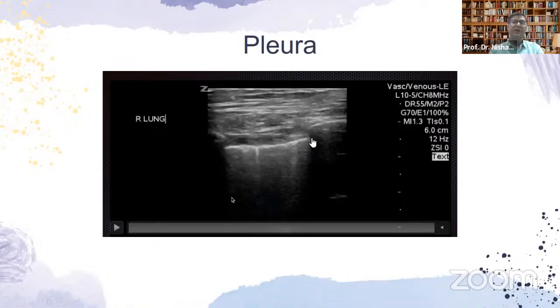And if you see here, these are the ribs. You see the hyperechoic line and a black shadow beneath it. So this is the classical batwing appearance that you see on lung ultrasound.